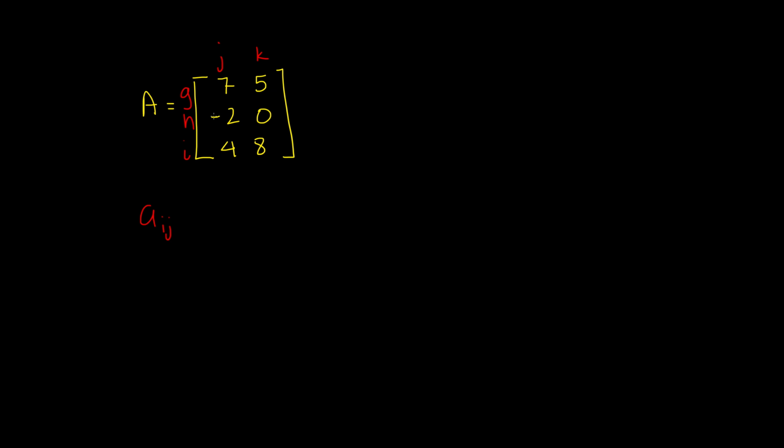In the matrix, if we have A_32, we're going to go to row 3, column 2. And row 3, column 2 is the number 8. Therefore, I could say that A_32 is the number 8.